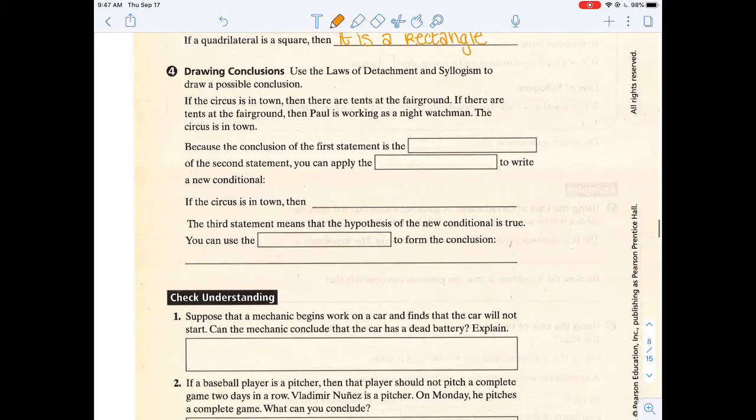Okay, number 4. Drawing conclusions. Use the laws of detachment and syllogism to draw a possible conclusion. If the circus is in town, then there are tents at the fairground. If there are tents at the fairground, then Paul is working as a night watchman. The circus is in town. Because the conclusion of the first statement is the hypothesis of the second statement, you can apply the law of syllogism.